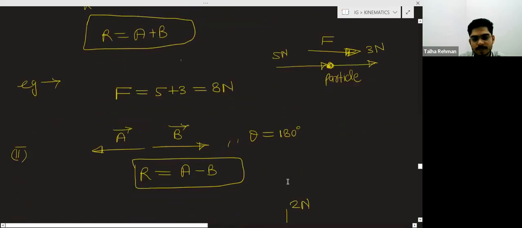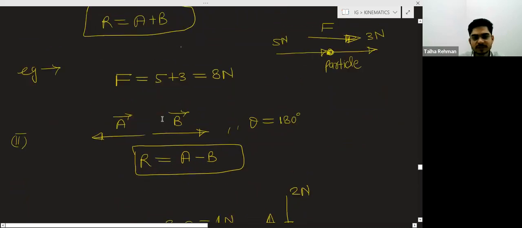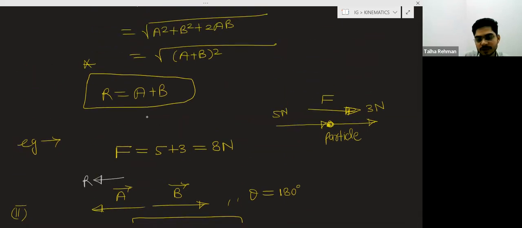8 Newton, okay. And if two vectors are in opposite direction, then for the resultant, what will you do? You will just simply subtract them. A minus B. Bigger minus smaller. And for the direction of the resultant, you will take the direction of the bigger vector. So basically here, the direction of the resultant force will be in this direction.